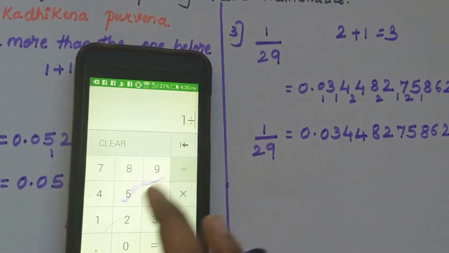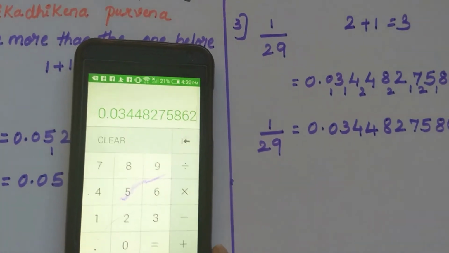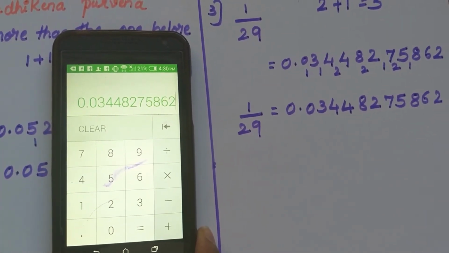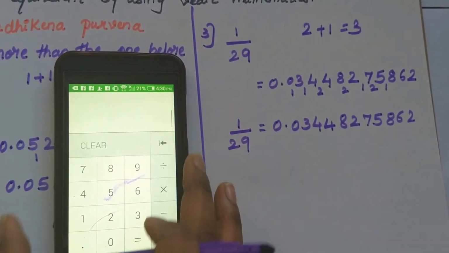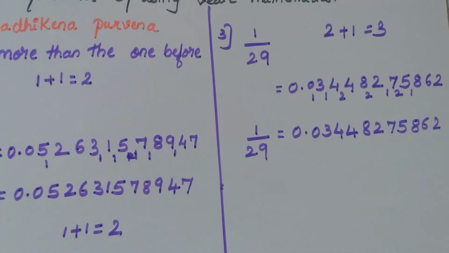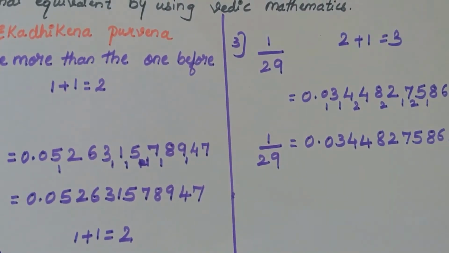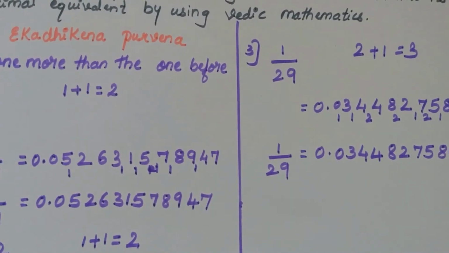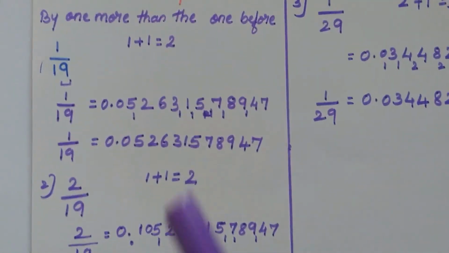That is 1 divided by 29, it will give me 0.03448275862. Initially you may find this method a little bit difficult, but once you get the trick, it will be easier to solve fractions ending with 9. So I'll repeat it so that you'll come to know the method.